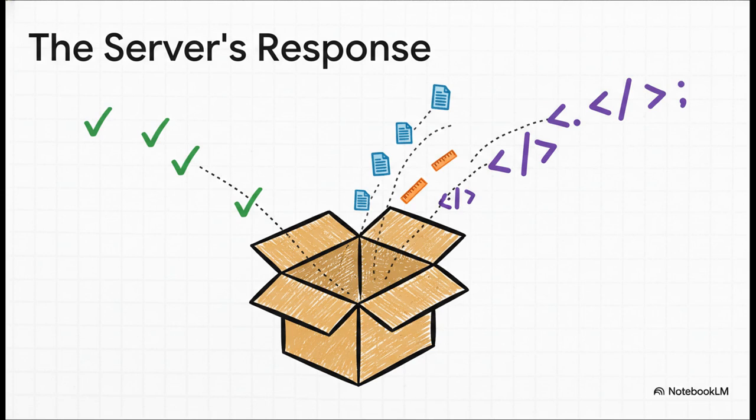The server's full response is packed with all this useful information. It includes things like the type of file it's sending, is it HTML, an image, a video, and exactly how big that file is. And then, right after all that housekeeping info, comes the main event, the actual raw code of the web page itself.